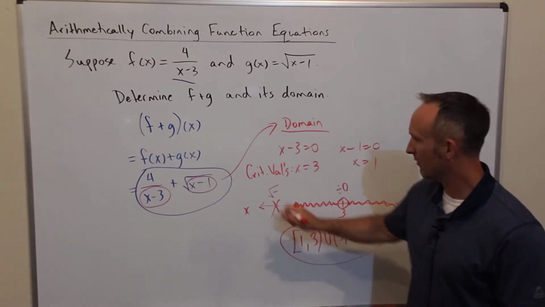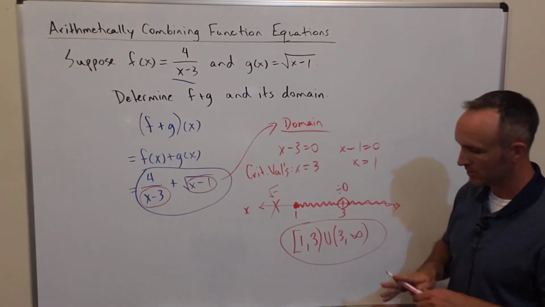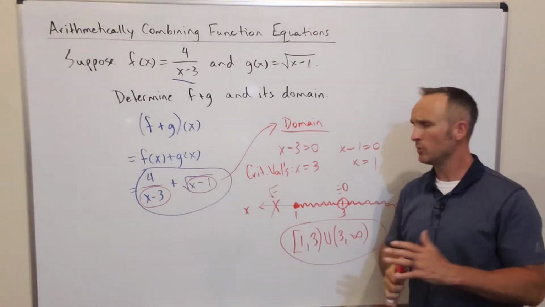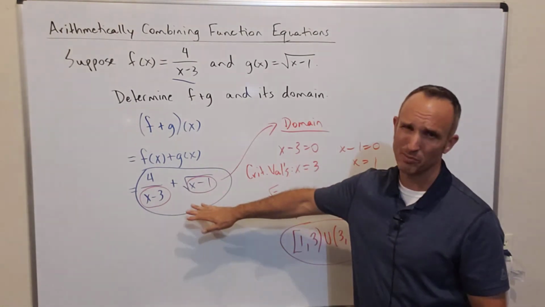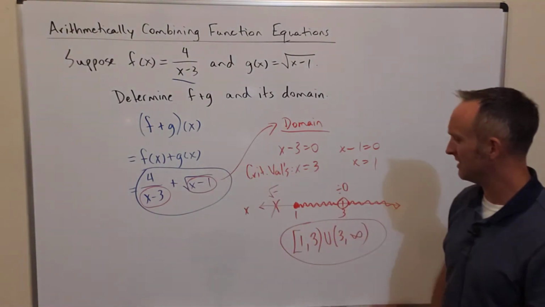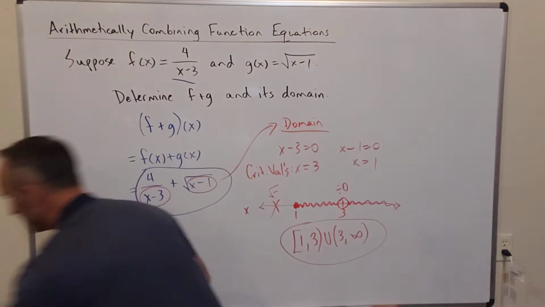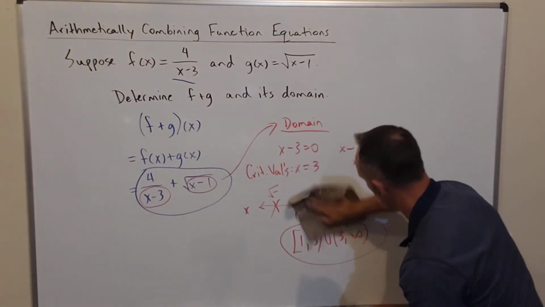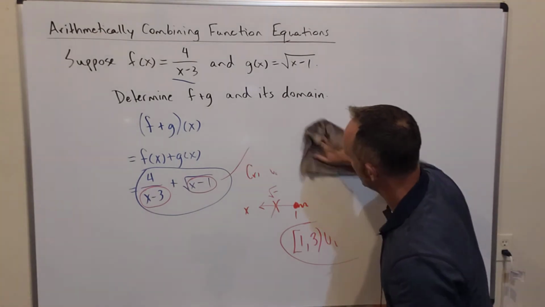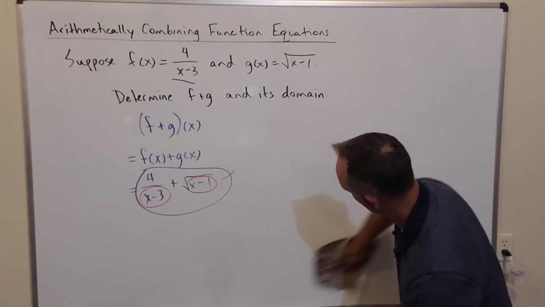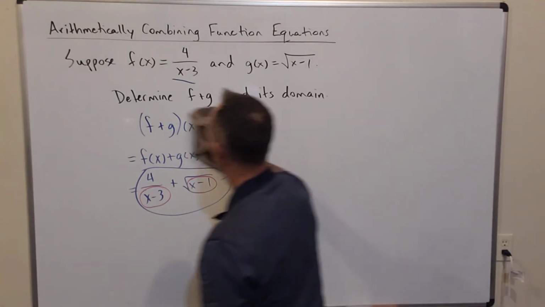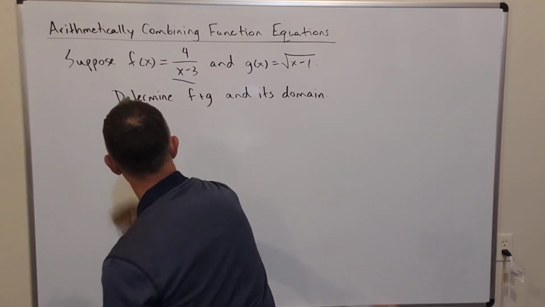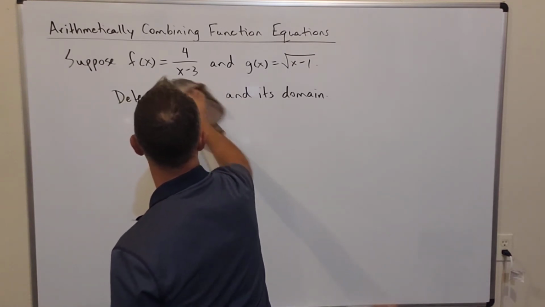Okay, so we have our function, we have our domain now. Again, what was nice about this was our function didn't simplify, so it made it a bit easier to find our domain. All right, let's do the same thing, but now let's determine f over g and its domain. We'll run through the same process.